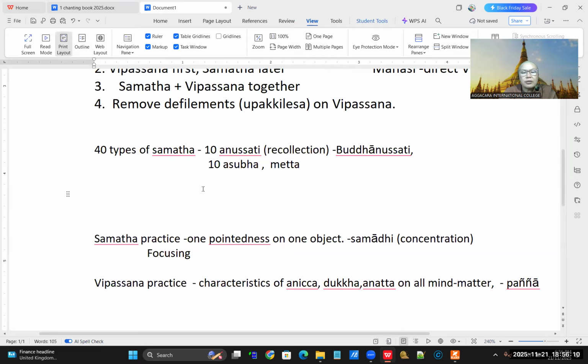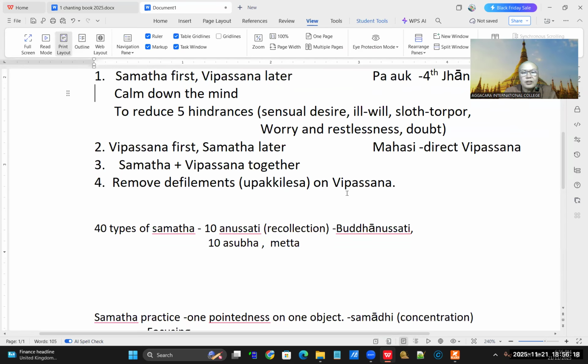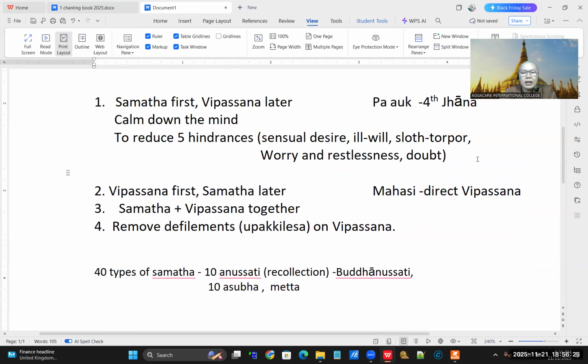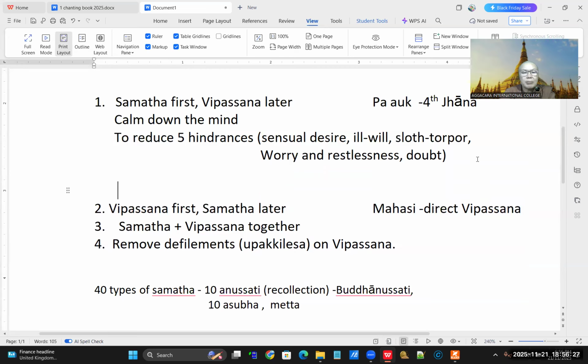So that's why these two are different. Samadhi is to get one-pointedness, and vipassana is to try to get the panya knowledge. So that's why the first thing a person should do is calm down the mind by practicing samatha. After you get some good samadhi, then when you get a jhana, right? When you get jhana, you cannot practice vipassana. You have to leave the jhana.